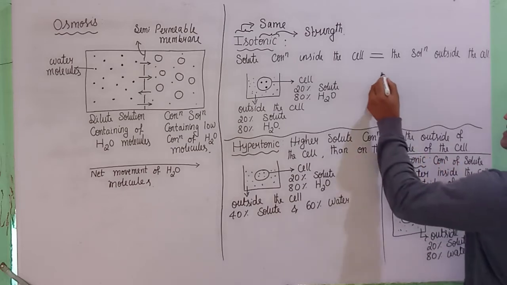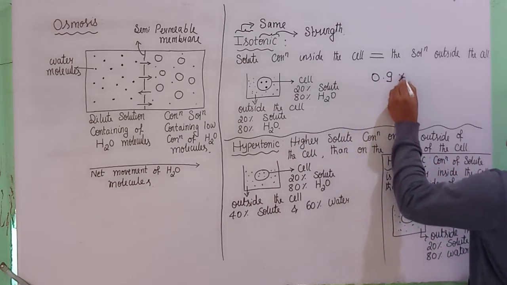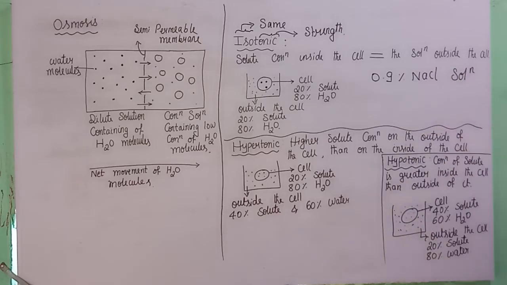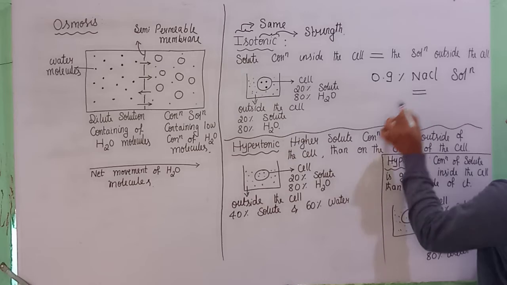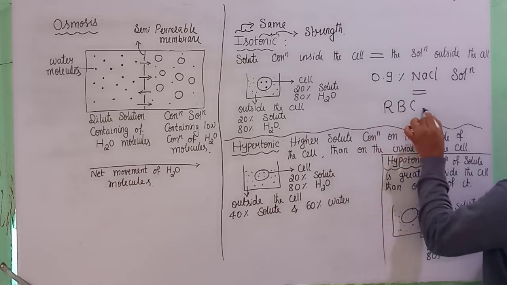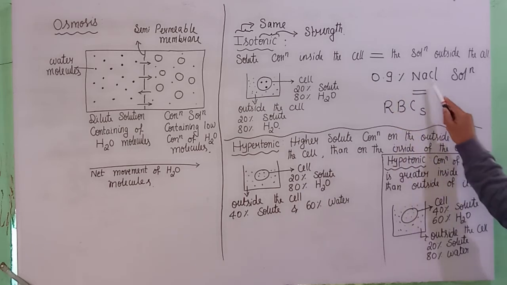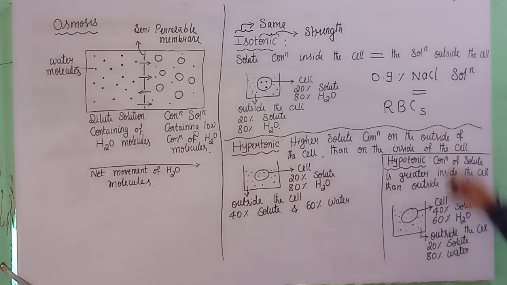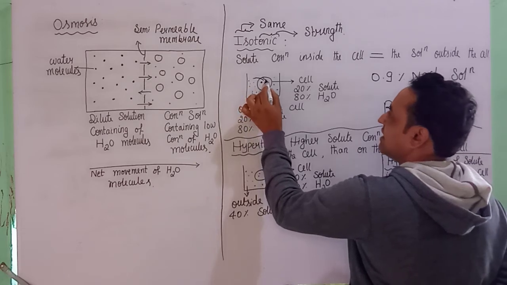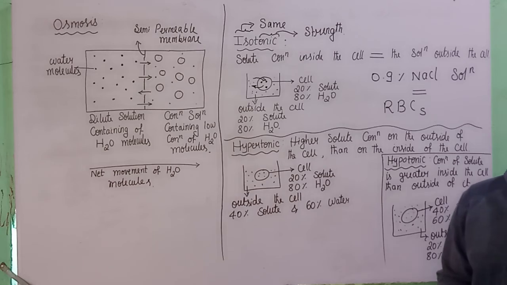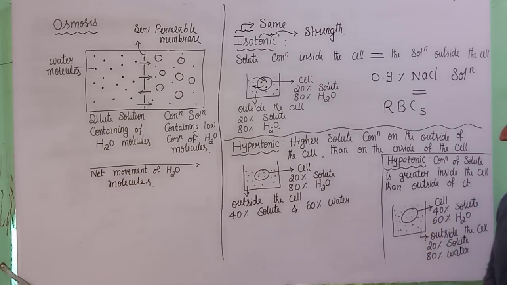The best example is 0.9% sodium chloride solution. 0.9% sodium chloride solution is isotonic with red blood cells, meaning in the red blood cell the concentration of sodium chloride is 0.9%. So when you place RBC, red blood cells, in 0.9% sodium chloride solution, both are isotonic. The movement of water molecules inside the cell and outside the cell will be the same, so you cannot find any change in the size and shape of the red blood cells.